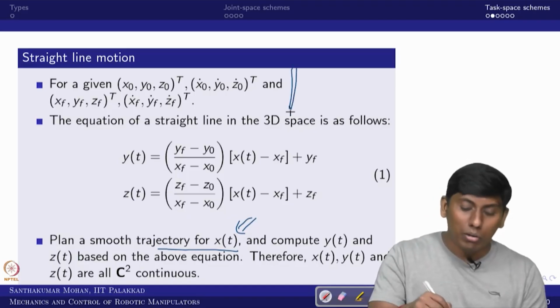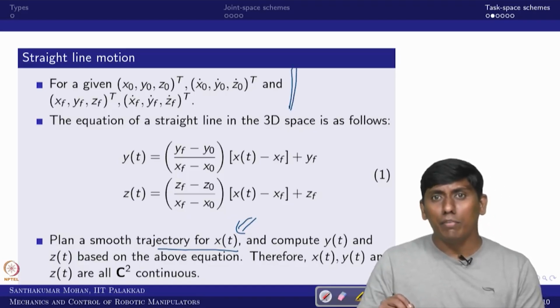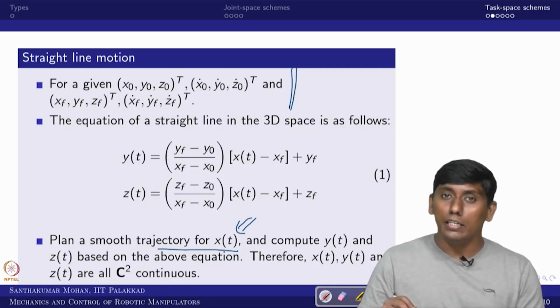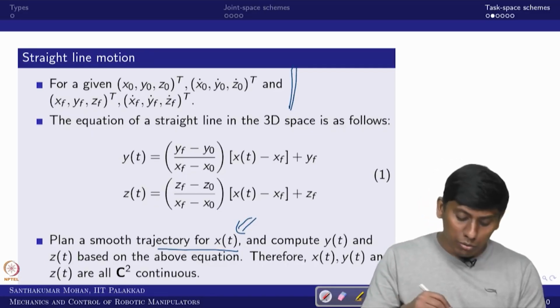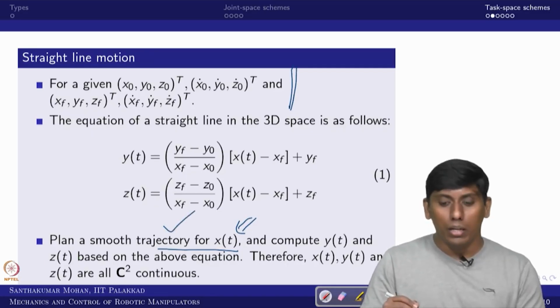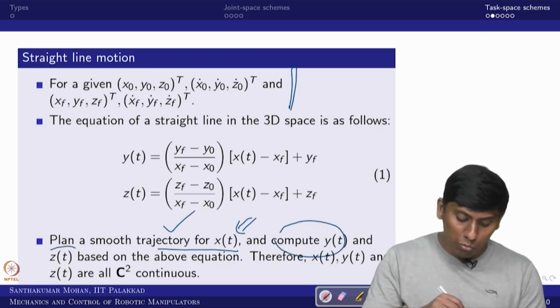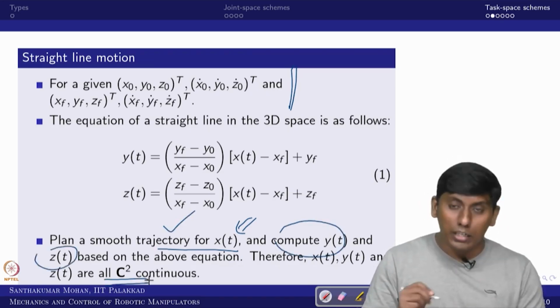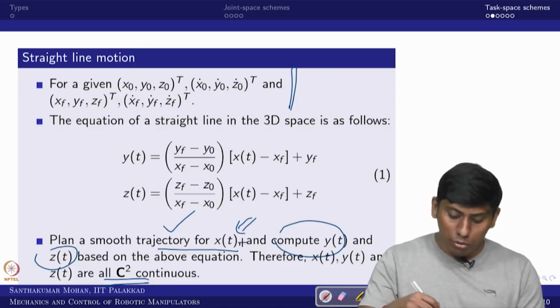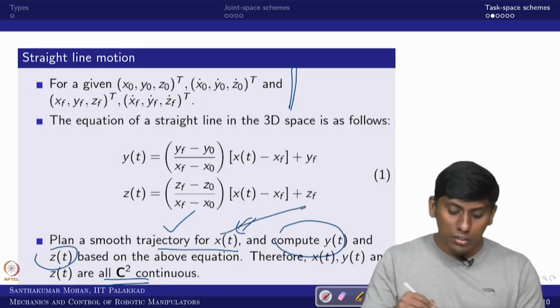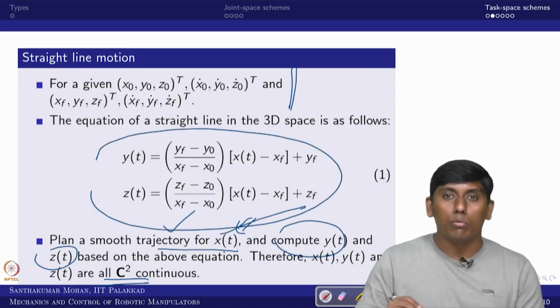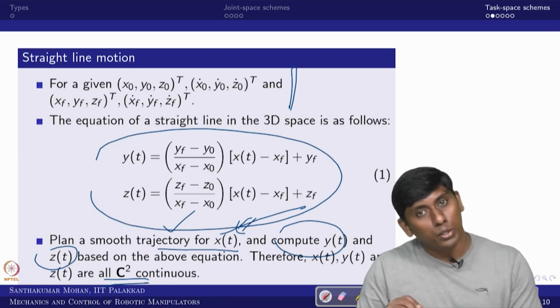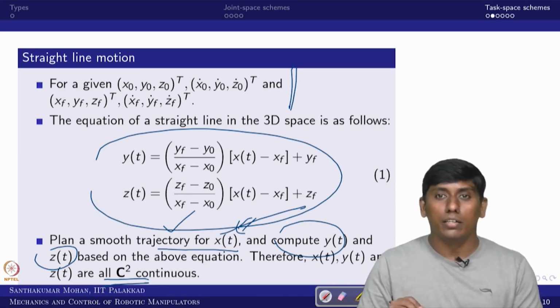Since here only initial and final velocity and initial and final positions are given, we can do the cubic polynomial, and then we can compute y of t and z of t. Further, you can ensure that since x of t is continuous, obviously the y of t and z of t are also continuous. So that is what we see.